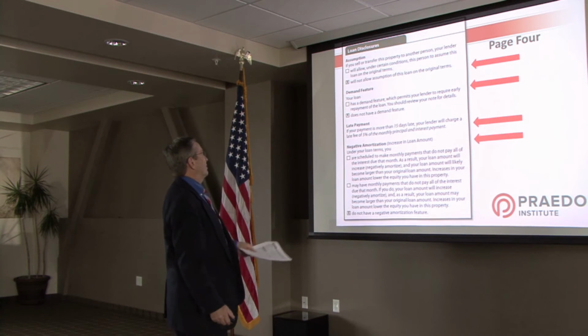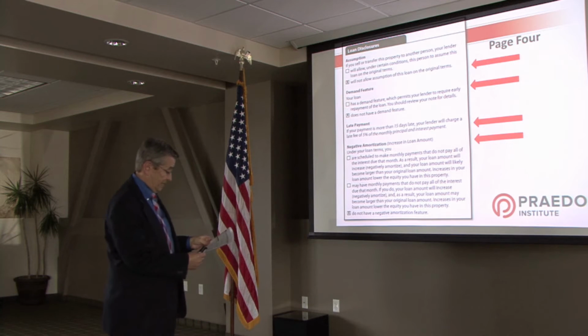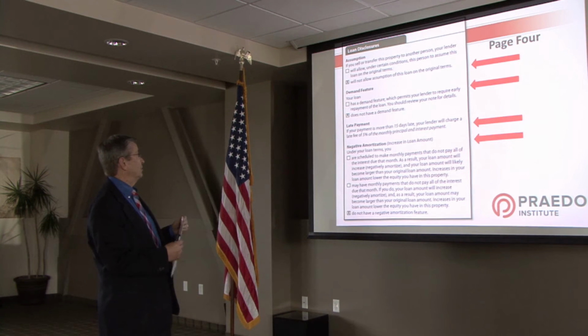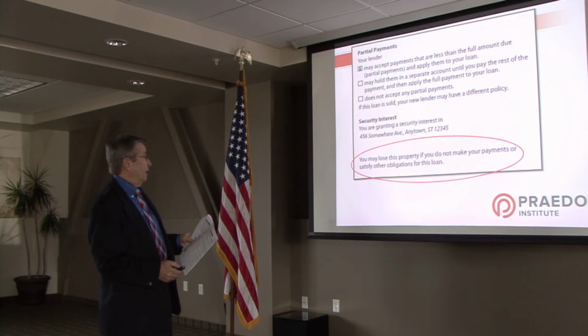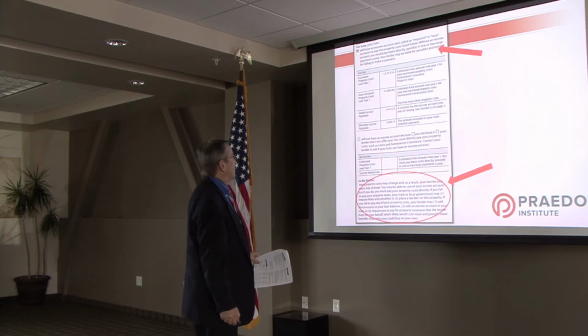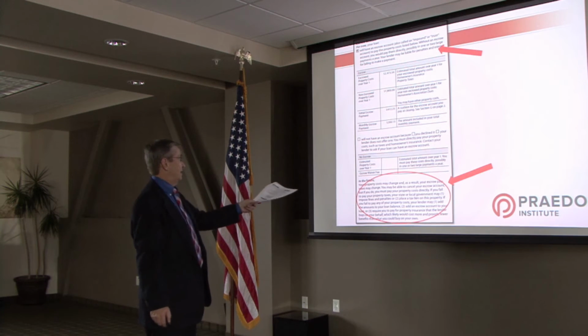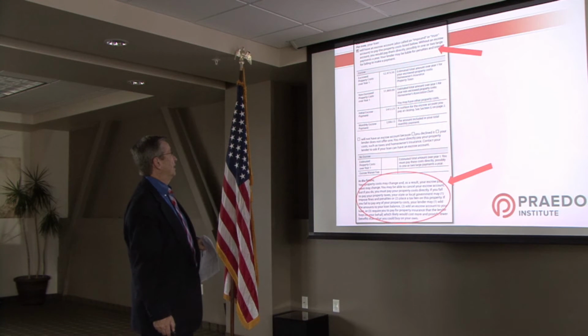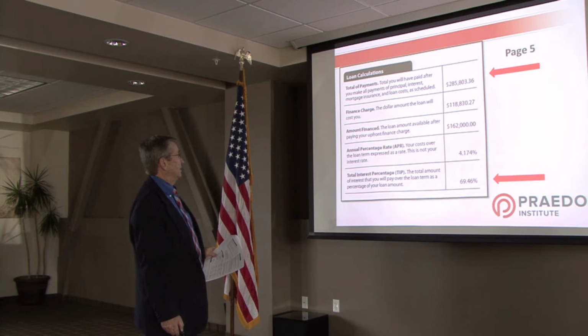There are some other disclosures. I won't take time to go through all of those. They're on that next page, which is kind of interesting to see what they're disclosing to them. Tell them they've got to make the payments or they might lose the property. They're talking about the escrow, that it can change because of what happens with the taxes and insurances. Same way with the escrow account, it can change.